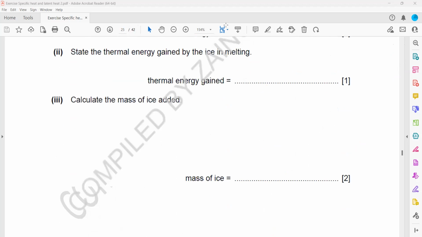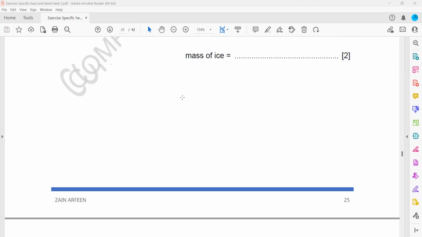And then calculate the mass of ice added. So ice is melting, so energy is mass times latent heat. We have the energy, and the latent heat is given, so we can work out the mass. 63.64 grams of ice will melt, or be added to this.